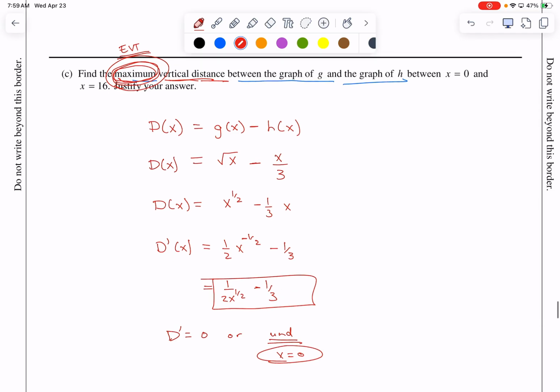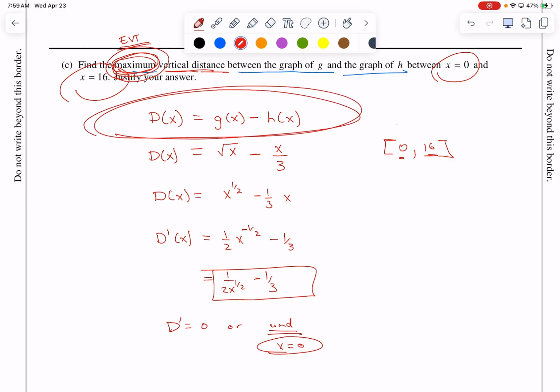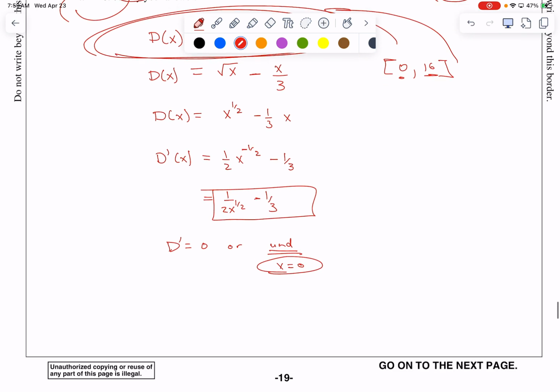Now, when you do EVT, you got to check endpoints and critical values. You're going from 0 to 16. So they want you to go from 0 to 16. So we're already going to check 0 and 16. You got to check endpoints and critical values, and the largest one will be the max. And you check it in the original function. So you're going to check 0 and 16 in the original function. But you also need to check the critical value.